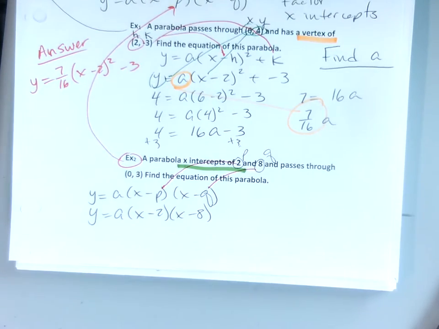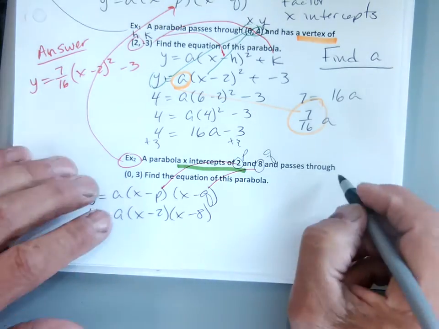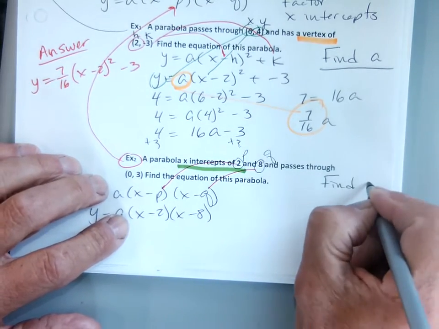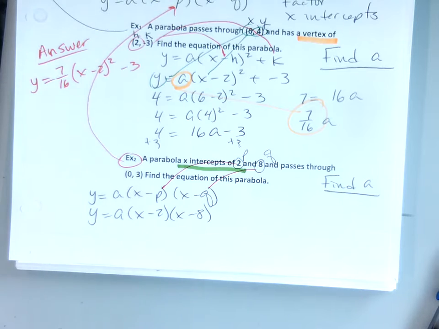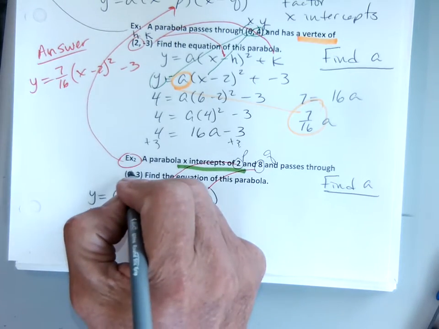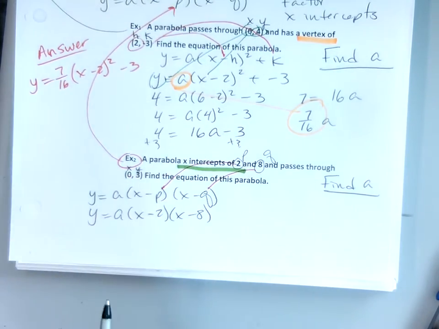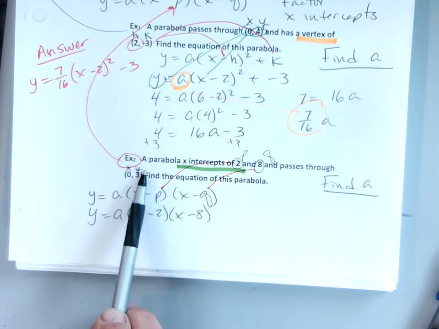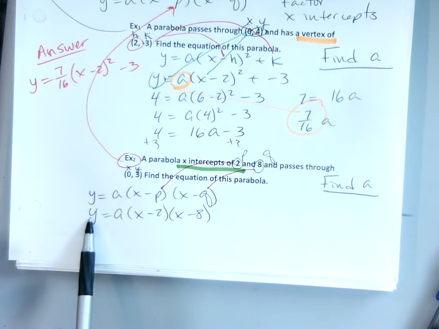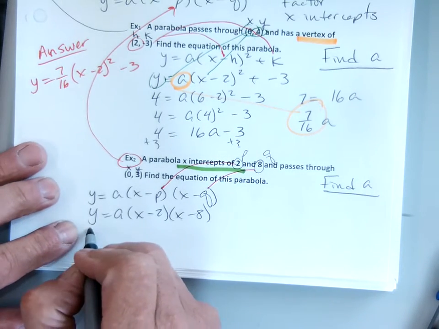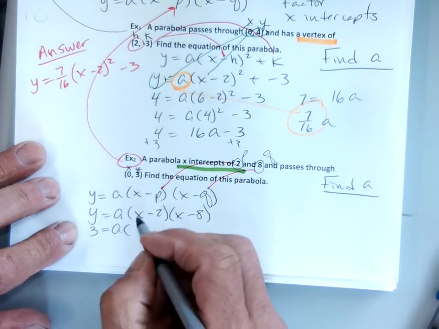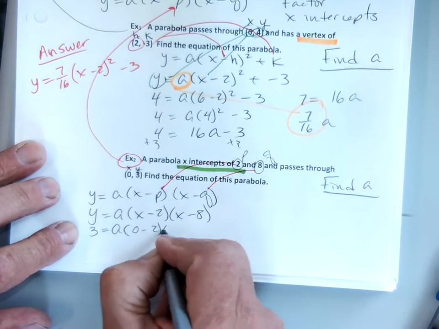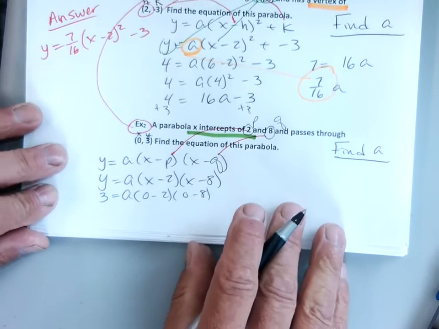All right, we're doing pretty good, but now, again, what we're trying to do is find a, right? We've got to find the value of a. Too many variables. I've got x, y's, and a's. But I have a point, right? So I've got a point, and every point has an x and a y value. So we'll plug our 0 in for x's, put our 3 in for y, and then we'll be able to solve it. So I'll put my 3 in for the y value. I'll put my 0 in for the x's. And I should be able to find the value of a.